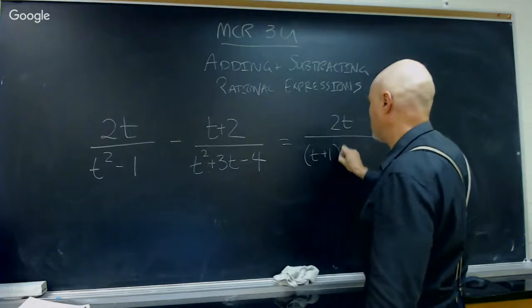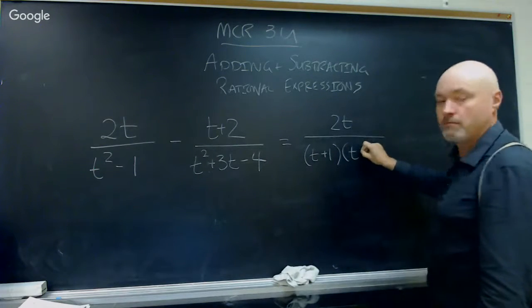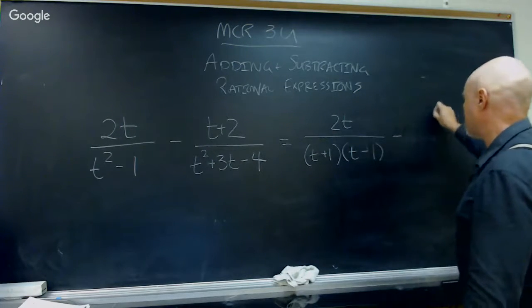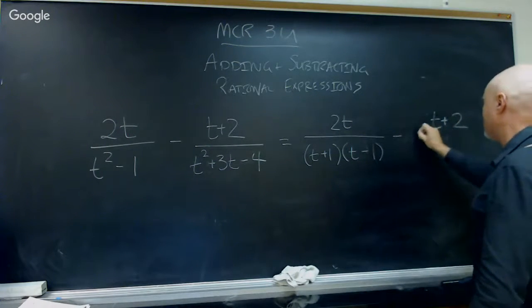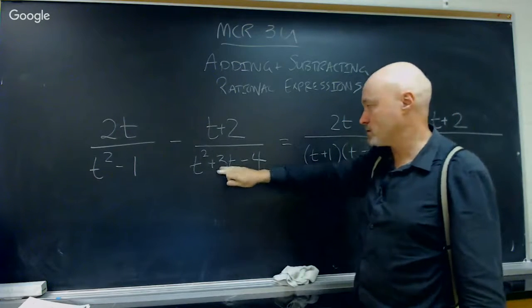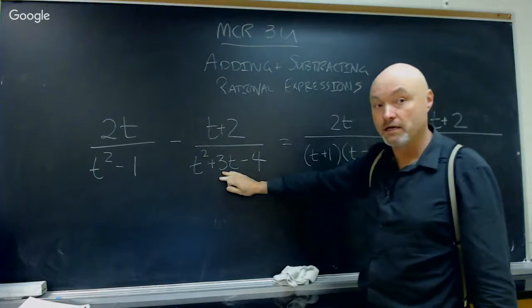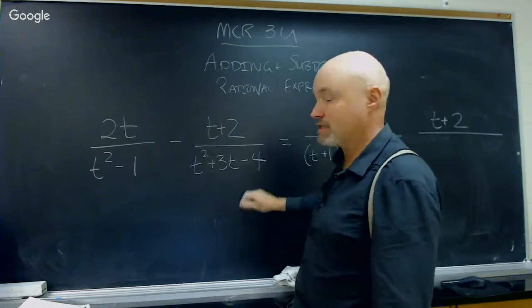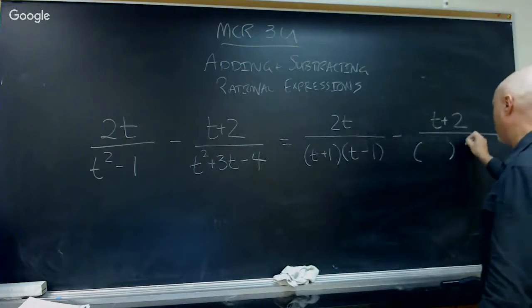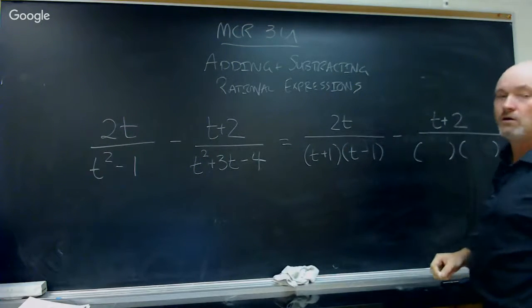T plus 1. T minus 1. It is a difference of squares, yes. Minus t plus 2 over. Okay, I need two numbers that add to positive 3 and have a product of negative 4. Yes.